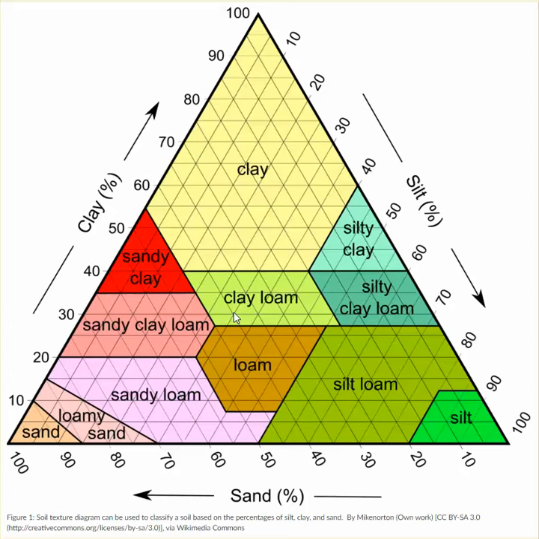classified as a clay loam, where loam isn't a particle size, but rather it's a term that describes sort of a mixture of all three of the different particle sizes: clay, sand, and silt. Hopefully this helps you use the soil texture diagram to classify a soil based on the percentages of these three particles.